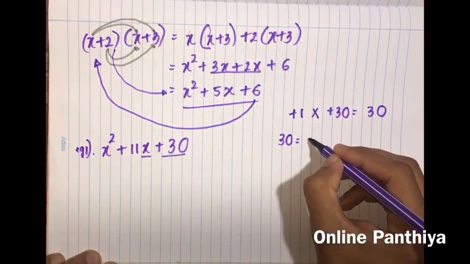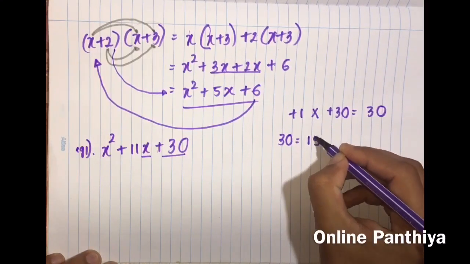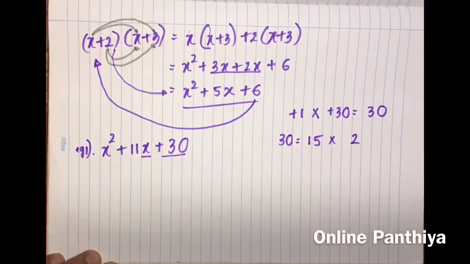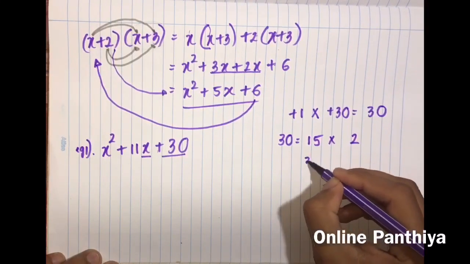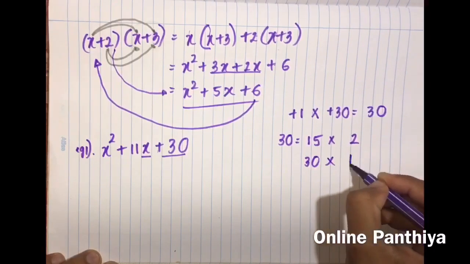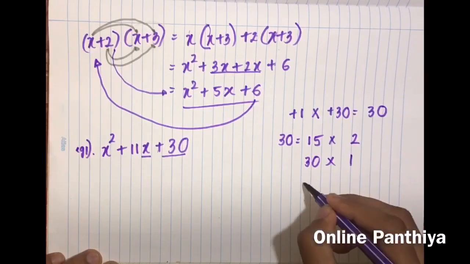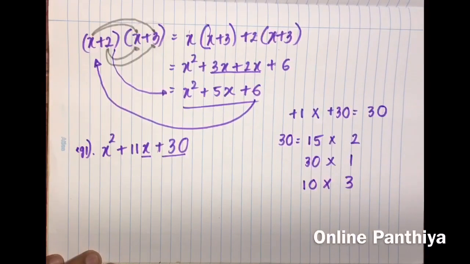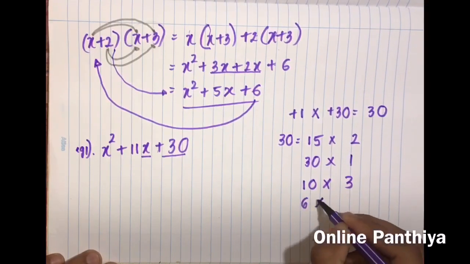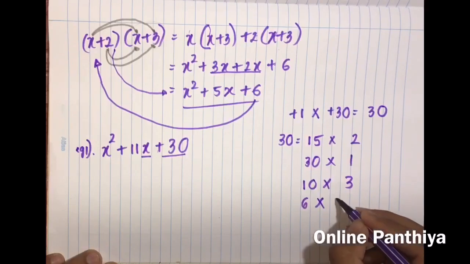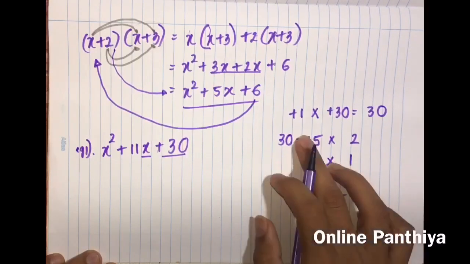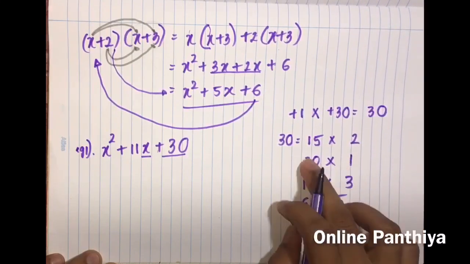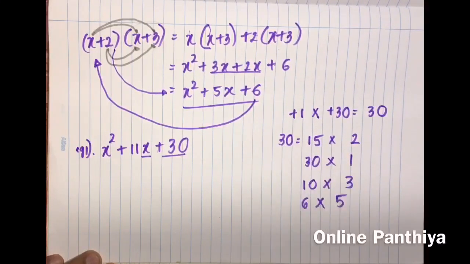Since you all know 15 into 2, both should be plus, right? Yeah, plus 15 into plus 2. Also you can say 30 into 1. What are other ways? 10 into 3. Any other ways? Yes, 6 into 5. Now all these you have, what are the signs? Plus, plus, plus, plus, because plus into plus will give you plus.